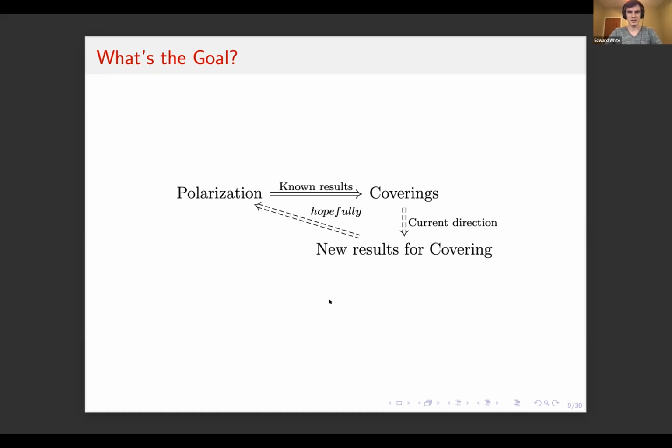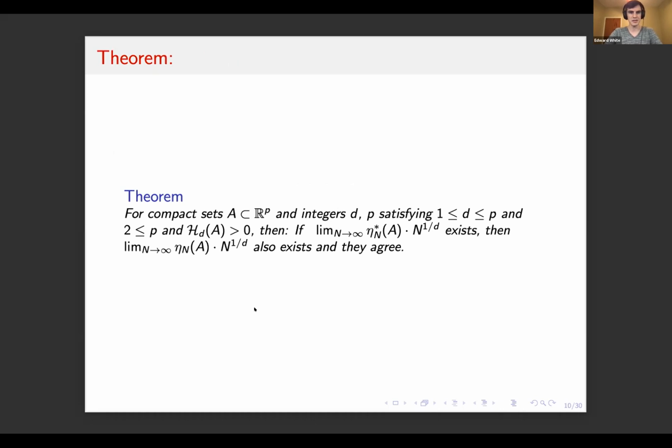Okay, so now let's get on to the main theorem that I have to talk about. This is analogous to what was shown previously for polarization, with just some slight modifications. For compact sets A in our ambient space and integers D and P, such that 1 is less than or equal to D, less than or equal to P, and P is at least 2, if the Hausdorff D measure of A is positive, and if the limit of our unconstrained covering, multiplied by this factor of n to the 1 over D, the growth factor, exists, then the limit for the constrained covering, also multiplied by n to the 1 over D, also exists, and they agree. There's a little bit of simplification that we were able to do, because covering is not reliant upon some extra factors.